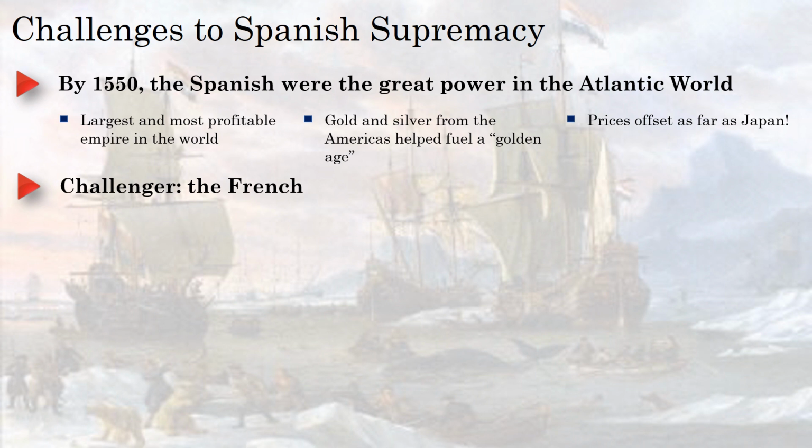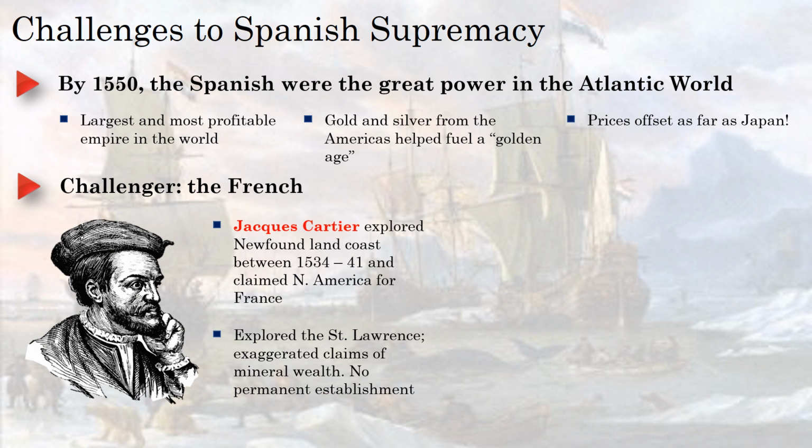So now we're going to take a look at some of the challengers that arise to try to meet Spain on the high seas and establish empires of their own that are going to be just as profitable. And so the first character that we look at is named Jacques Cartier. He explored the coast of Newfoundland, which is in Canada today, between 1534 and 1541, and claimed North America for France. Of course, some of these claims are going to be pretty hard to defend later on, but nevertheless, this is what he's going to do. He continues on into the St. Lawrence River and reports back on claims of mineral wealth that is really greatly exaggerated. There's going to be no permanent settlement to come out of this, but nevertheless, he's going to be one of the early explorers to claim some of this land for France.